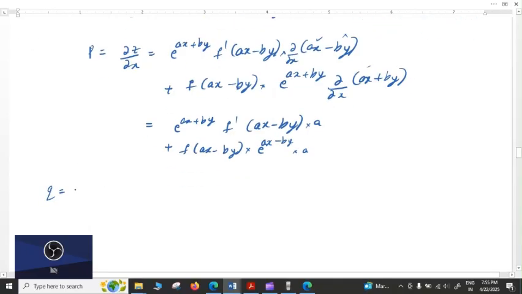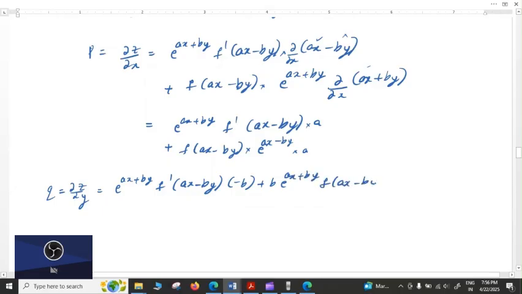Similarly, with respect to q, we are going to differentiate now. You take q is equal to dou z upon dou y. Keeping in mind the u into v rule, I will take first e to the power ax plus by as it is. I will differentiate this f dash ax minus by. As you can see, the inner differentiation with respect to y, keeping x constant, so this will become 0, then only y minus b will remain, plus b. Now I will differentiate e to the power ax plus by. So again differentiation will be b e to the power ax plus by, f of ax minus by remains as it is.